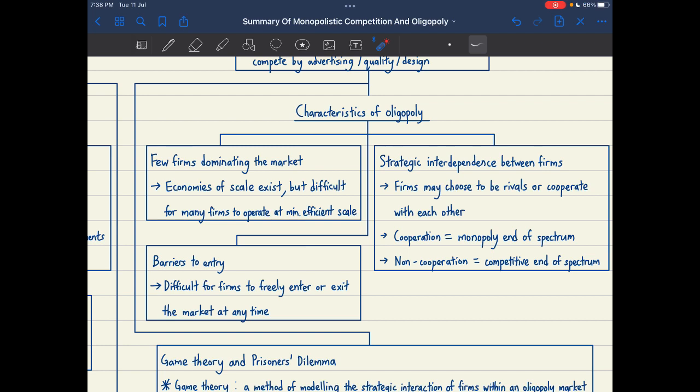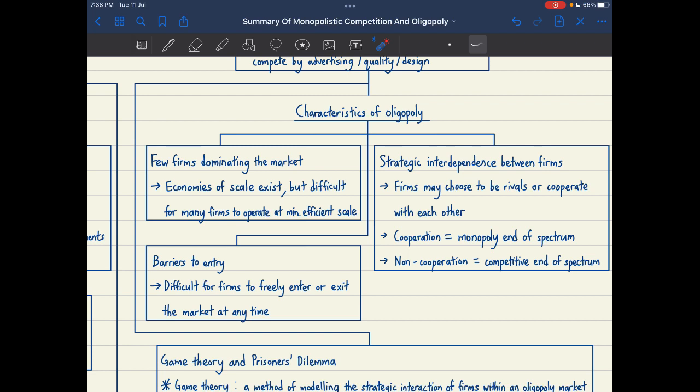So in this case, for example, let's talk about public transport in Malaysia. Public transport in Malaysia is actually dominated by a few companies. First of all is Prasarana. Second is MRT Corp. Third is KTM. Fourth is ERL. So these 4 companies make up the rail transport in Malaysia.